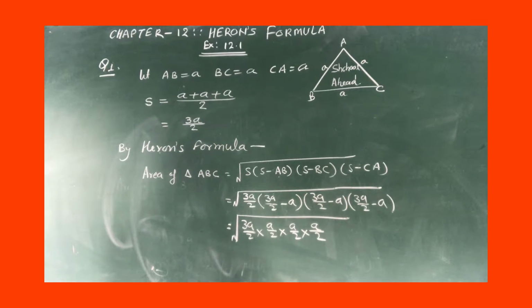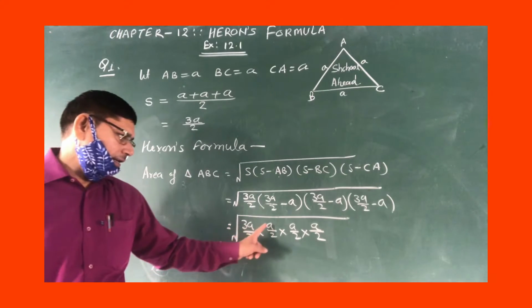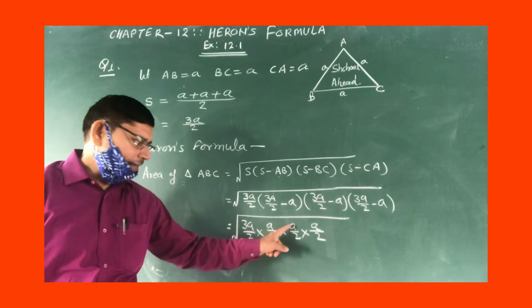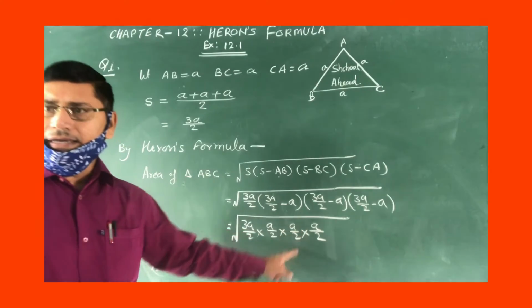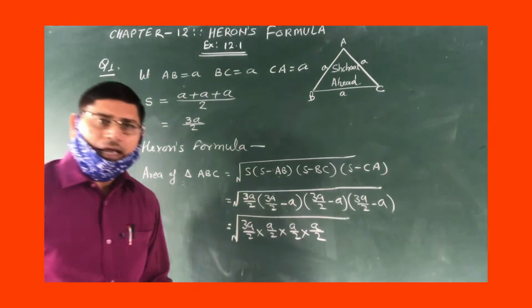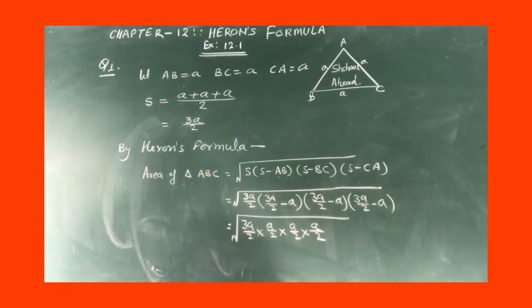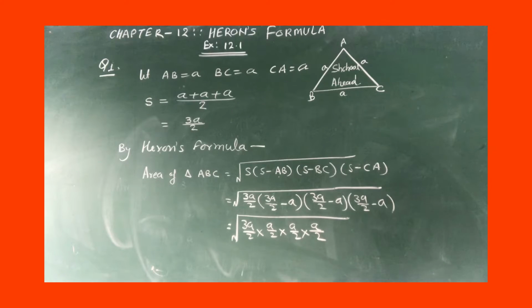So how many A's are there? A square, and A cube, and A raised to the power of 4. And if you take the square root of A raised to the power of 4, then what you will get? A raised to the power of 2. Keep in your mind, or remember it always, that in the square root, the exponents or powers just become half of the given powers.